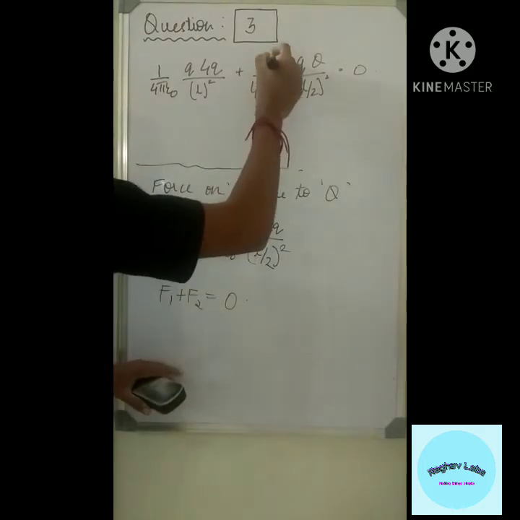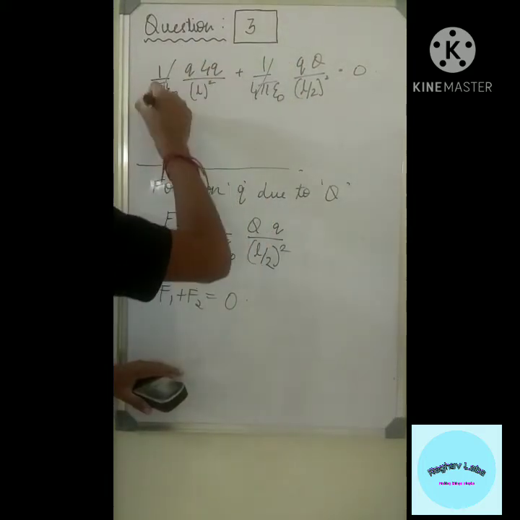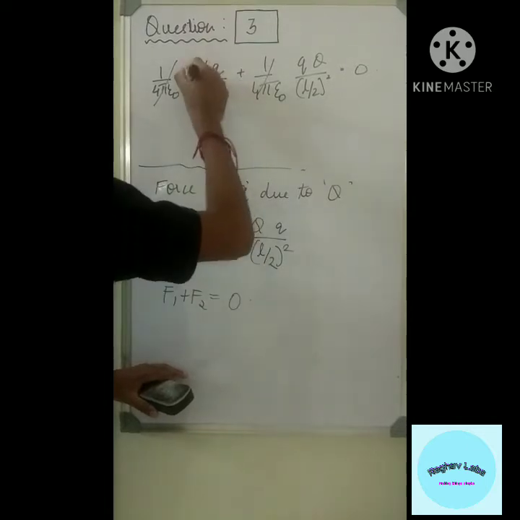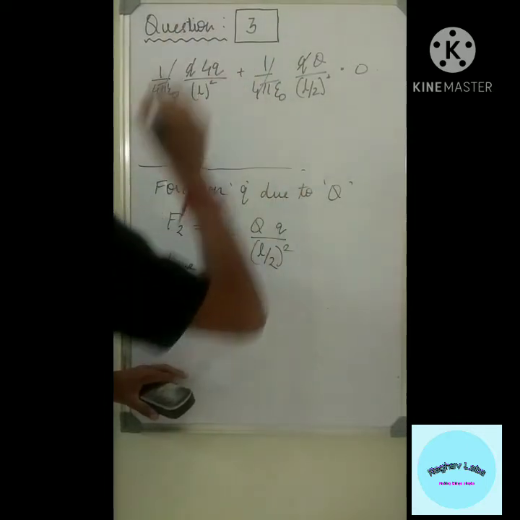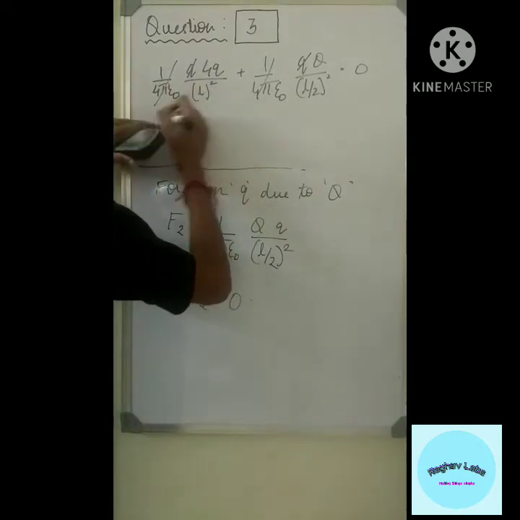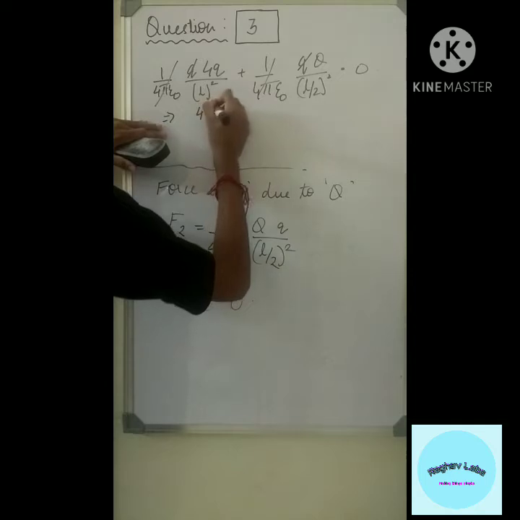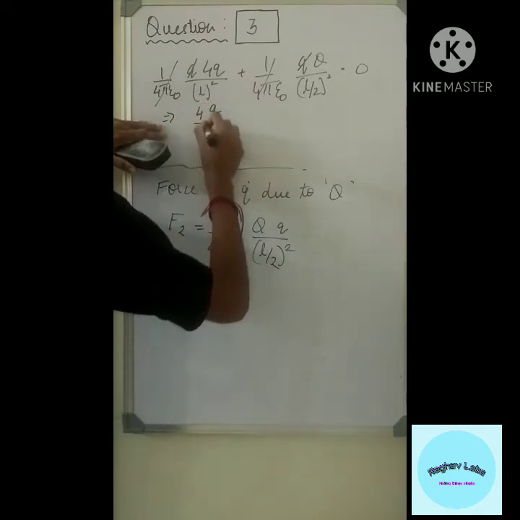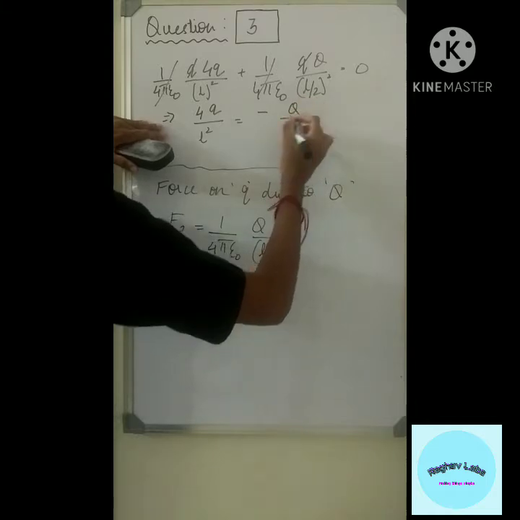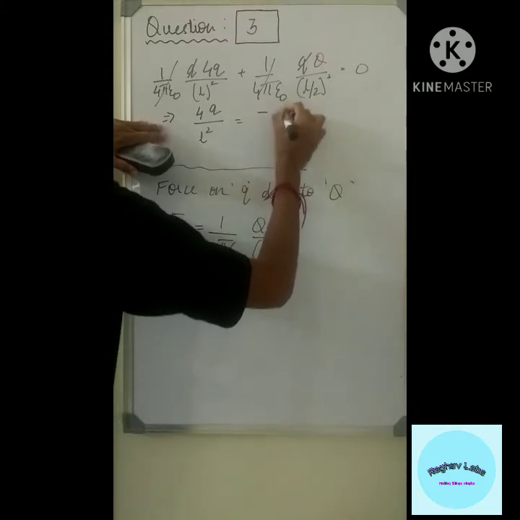Right? So 1 by 4 pi epsilon naught and 1 by 4 pi epsilon naught get cancelled when the other term goes to the right hand side. So q and q again will get cancelled. We are left with 4q by L square is equal to minus Q divided by L square by 4.